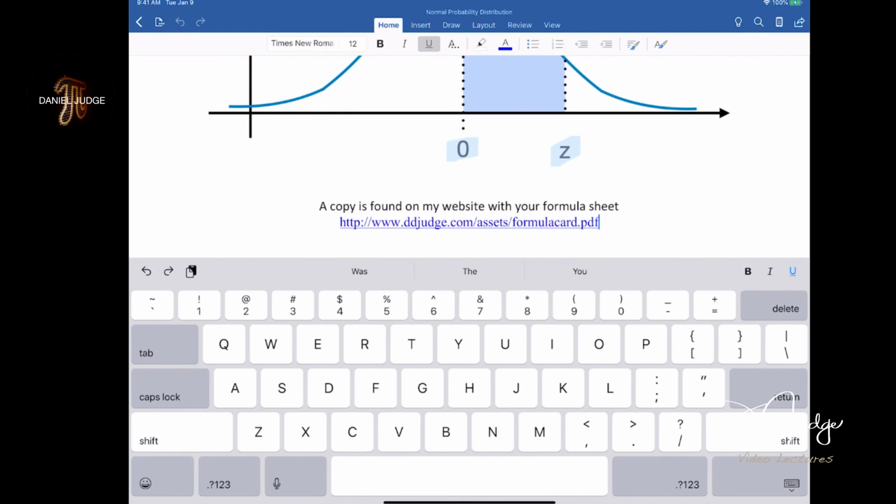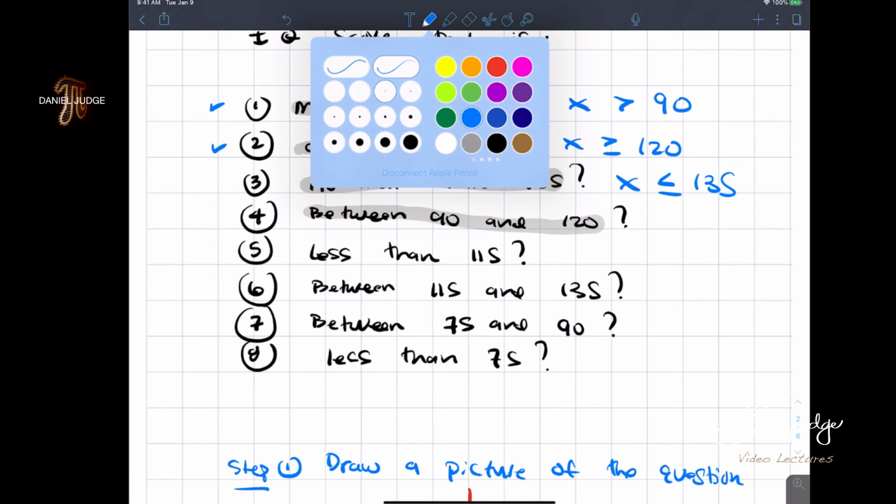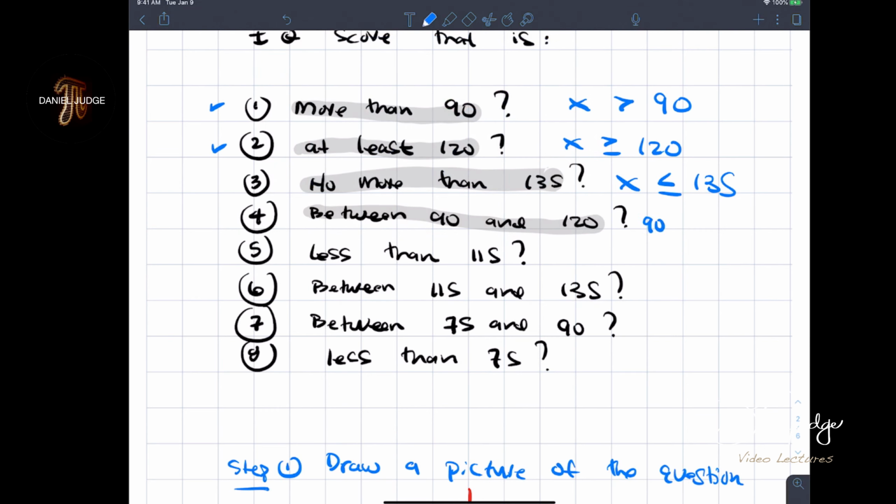So this is no more than 135. So it's pretty close. All right, let's try this next question. Number 3. Oh, between 90 and 120. Let's do a between. Between 90 and 120. Okay, so how do we write that? 90 less than or equal to x less than or equal to 120. So we're doing these as well.